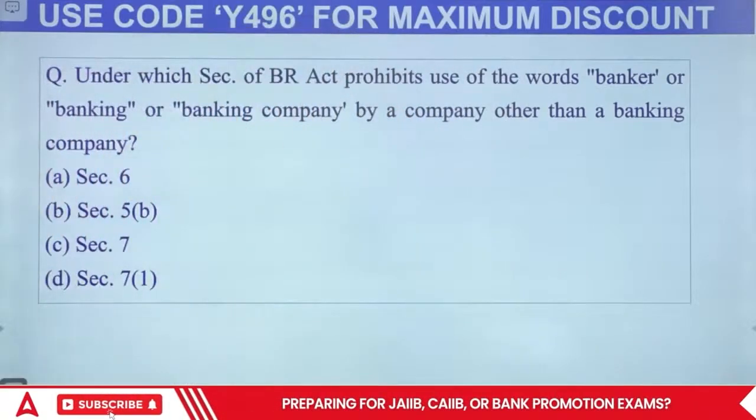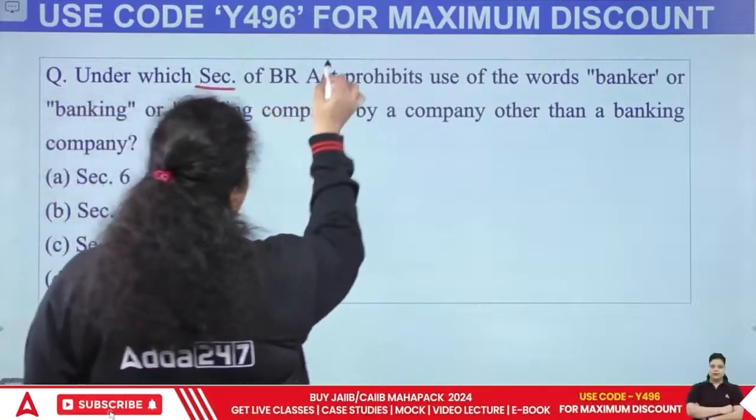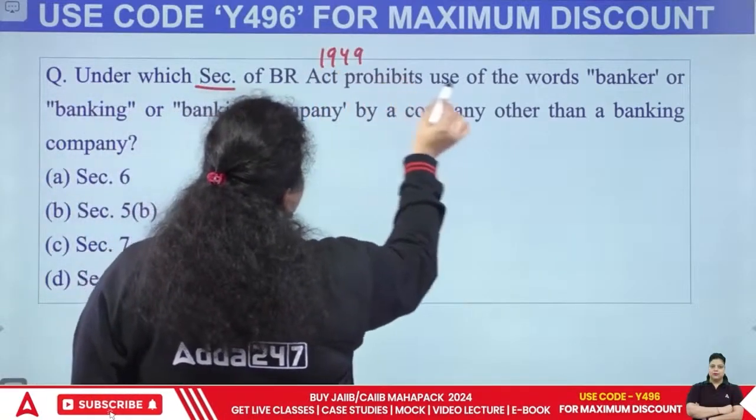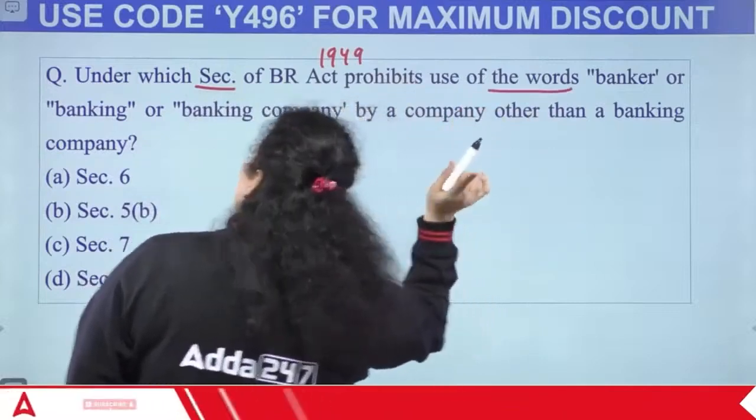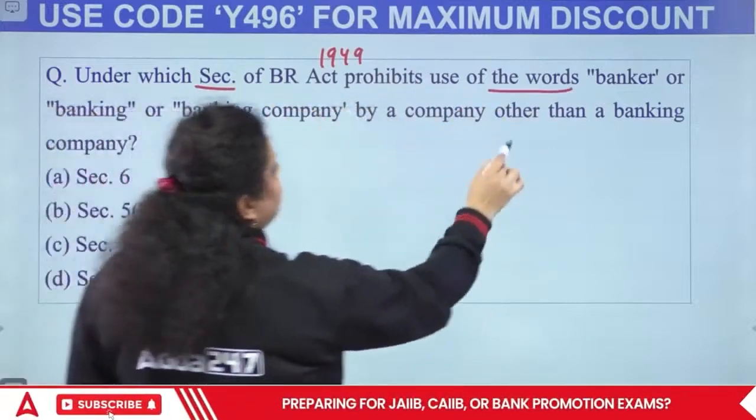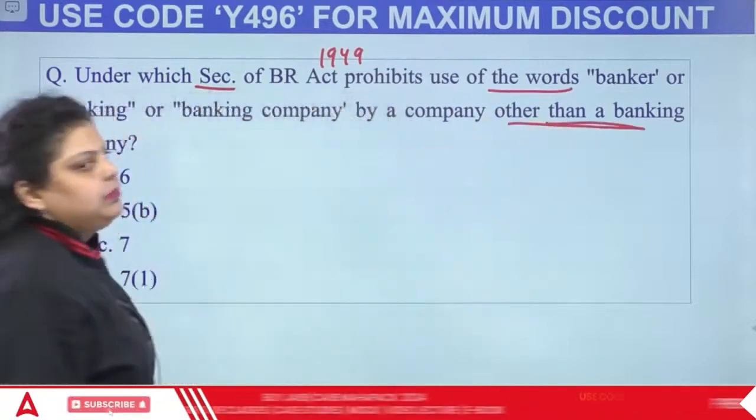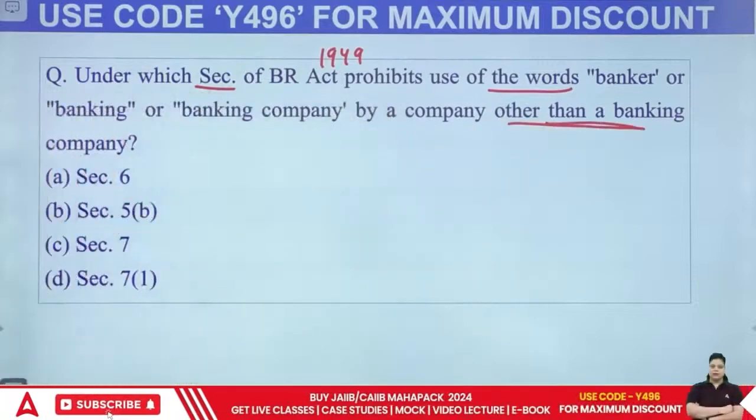So first is, under which section of the Banking Regulation Act 1949 is the use of the words banker or banking company prohibited by a company other than a banking company? Which section defines this?